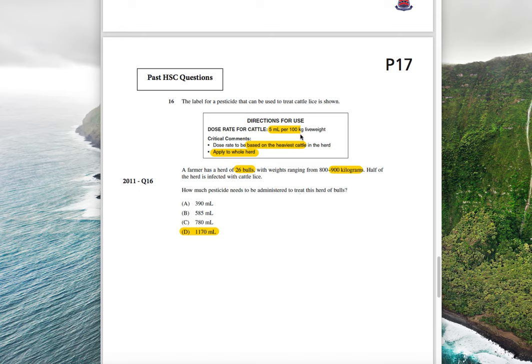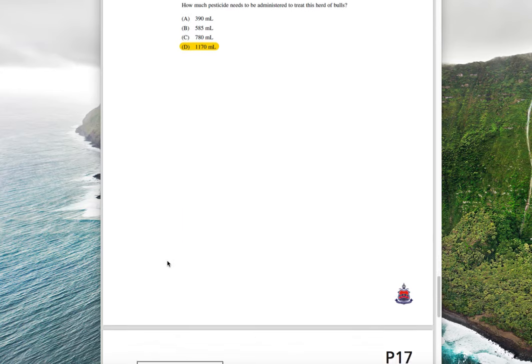So we have 5 mils per 100 kilos. It says based on the heaviest, and the heaviest is 900. So we go 5 times 9, because it's 5 mils per 100. So 9 times 5 is 45. And then it says apply to the whole herd. And there's 26 bulls. Only half of them have lice, but we need to treat all of them, apply to the whole herd. So our 5 times 9, 45, needs to be times by 26, which gives us 1,170 millilitres that's needed to treat them.